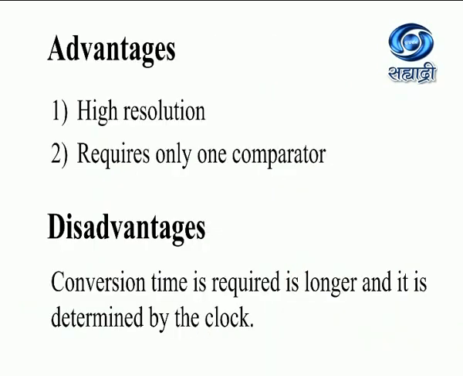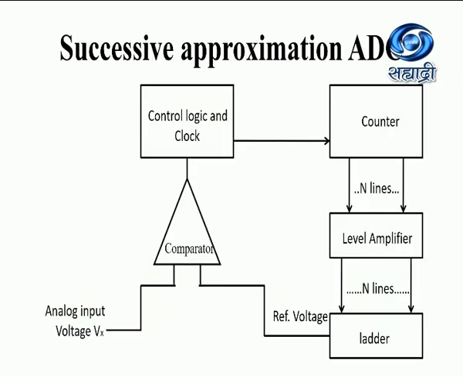Let's see the advantage of this type of ADC: high resolution, and it requires only one comparator. There is only one disadvantage, that is the conversion time required is longer and it is determined by the clock. The next type of ADC is the successive approximation ADC. This is the block diagram of the successive approximation ADC.